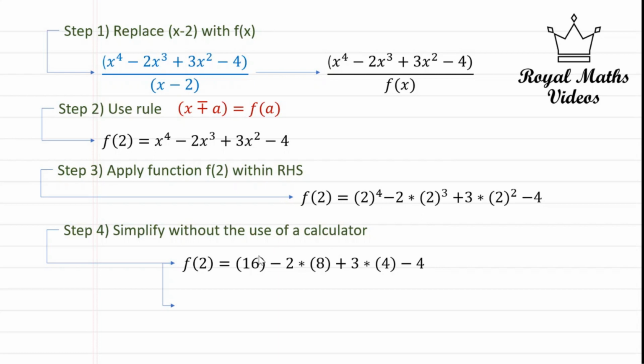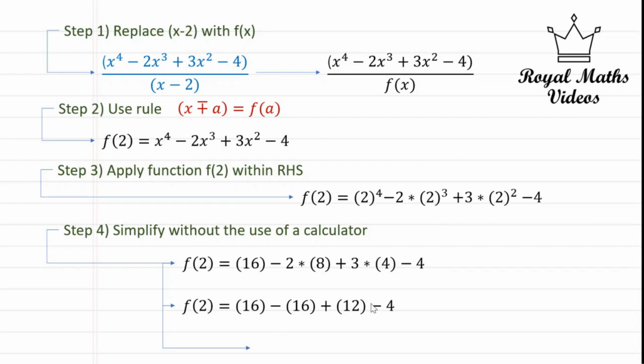So 2 to the power of 4 becomes 16, 2 to the power of 3 becomes 8, and 2 squared is obviously 4. Now we have done that, we can further simplify by carrying out 16 minus 2 times 8, which is 16. So 16 minus 16 over here, and then plus 3 times 4, which is 12 here, minus the 4 at the end. So 16 minus 16 plus 12 minus 4.